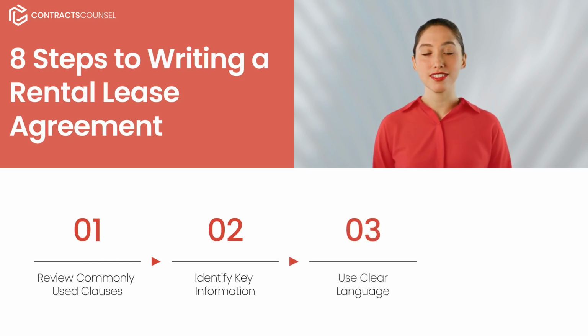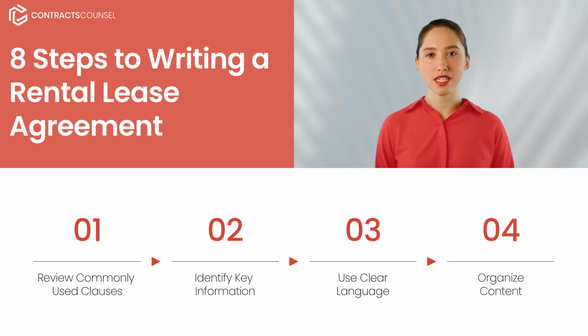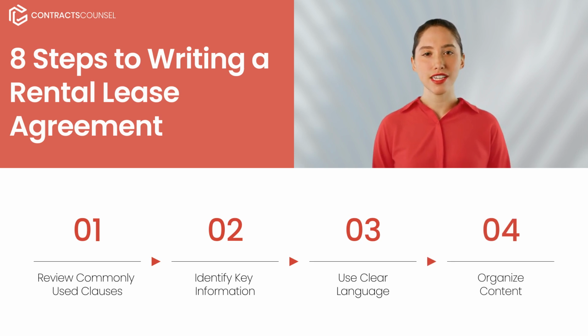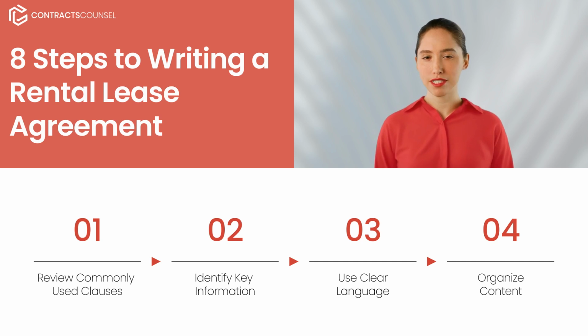3. It is critical to use clear and concise language that both parties can understand. 4. Once you've written your clauses, organize them so that they are logical. For example, you likely want to have the property description section come before the rent amount and payment term section.